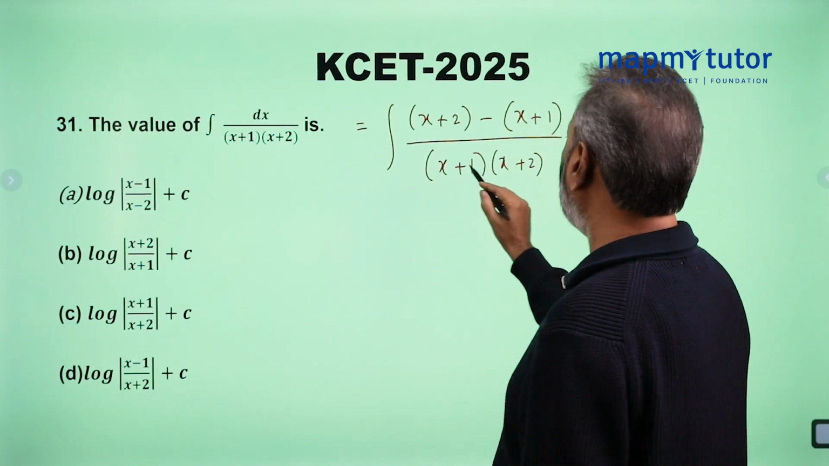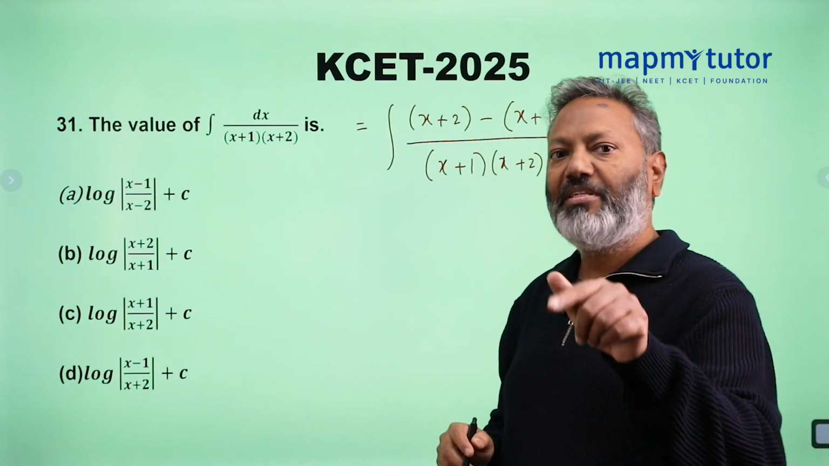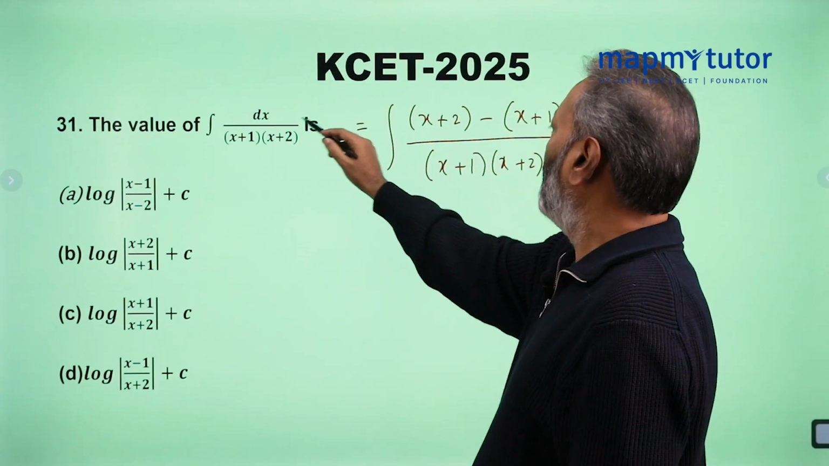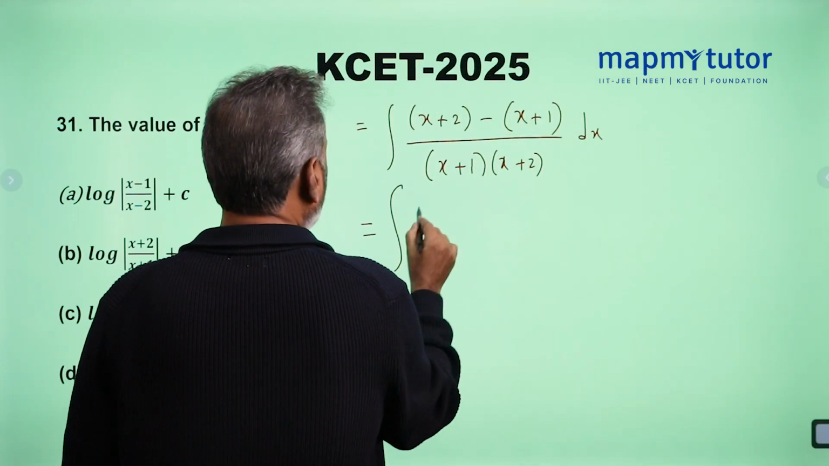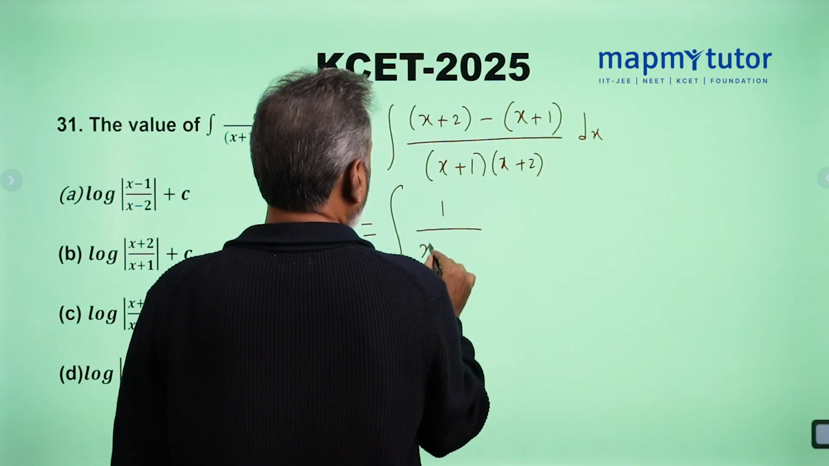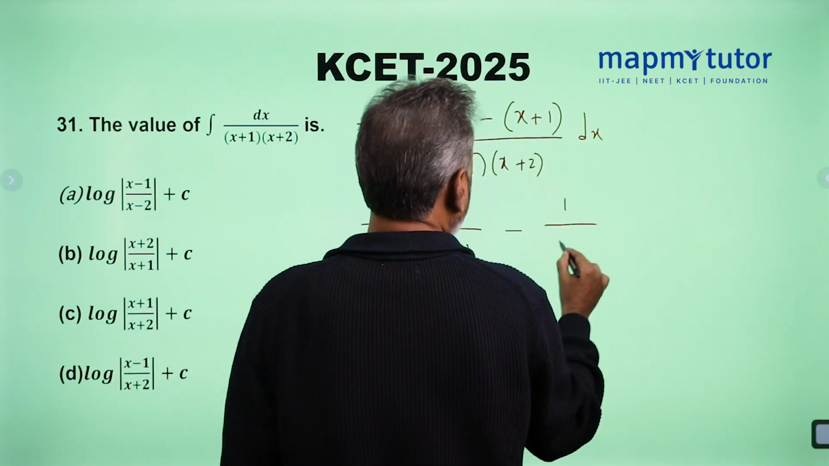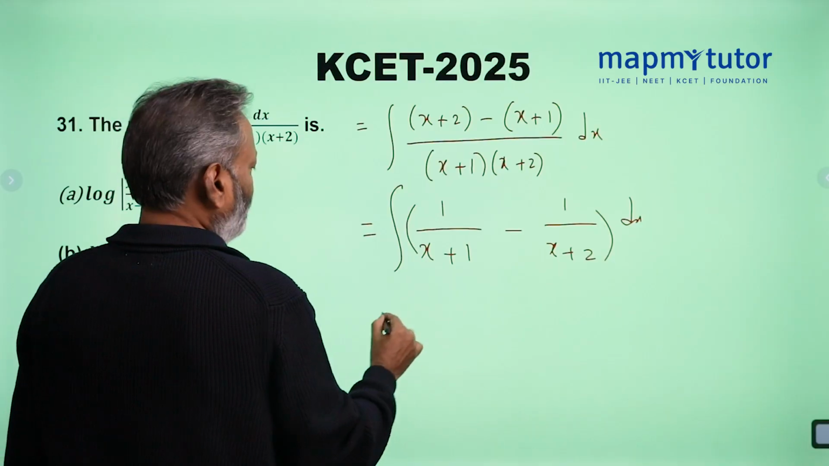Why am I doing this? Because the factors in the denominator are x plus 1 and x plus 2, whose difference is 1. I am going to use that. So here it is 1 in the numerator, and I expressed it as the difference of those two factors. Now I'll divide them. x plus 2 gets cancelled, giving 1 by x plus 1 minus, now x plus 1 gets cancelled, you will get 1 by x plus 2. Correct? It is very easy.